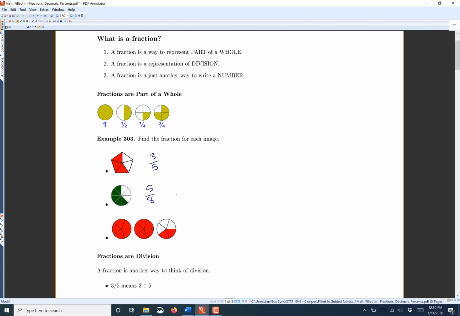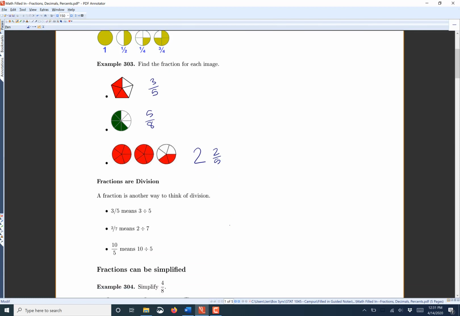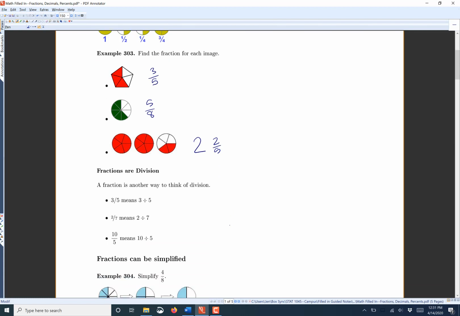The next one has 2 holes, so I'll write 2 holes, and then it was cut into fifths and 2 are shaded, so 2/5. So it's 2 and 2/5. Now a fraction can also be thought of as division. So if you see 3/5, that would mean 3 divided by 5. 2/7 means 2 divided by 7, or 10/5 means 10 divided by 5.